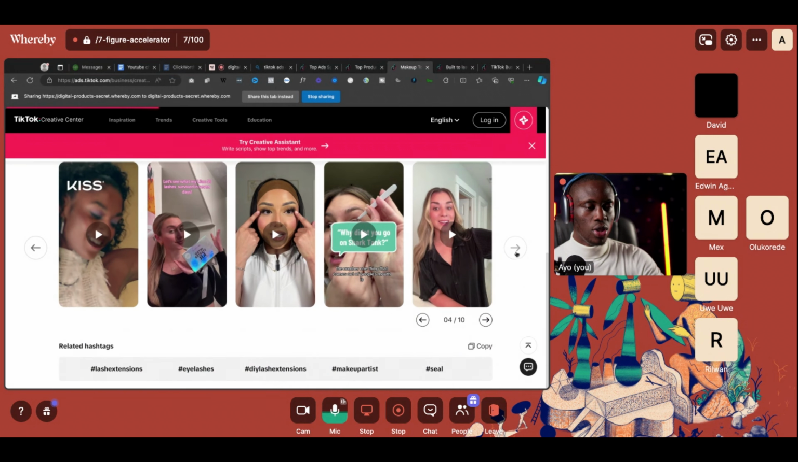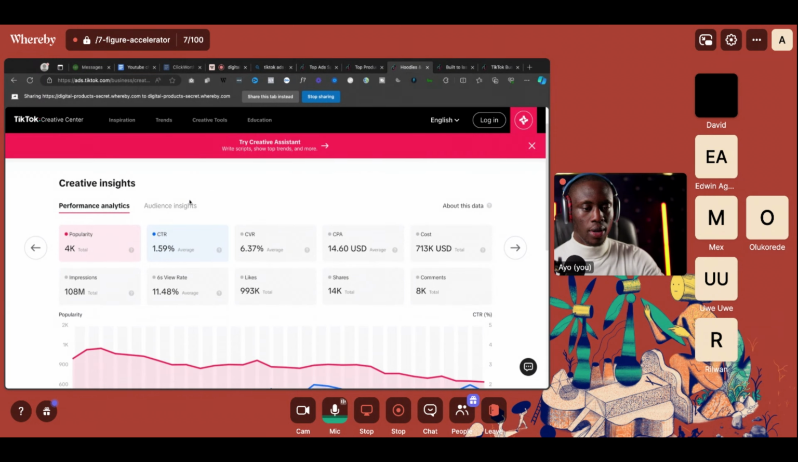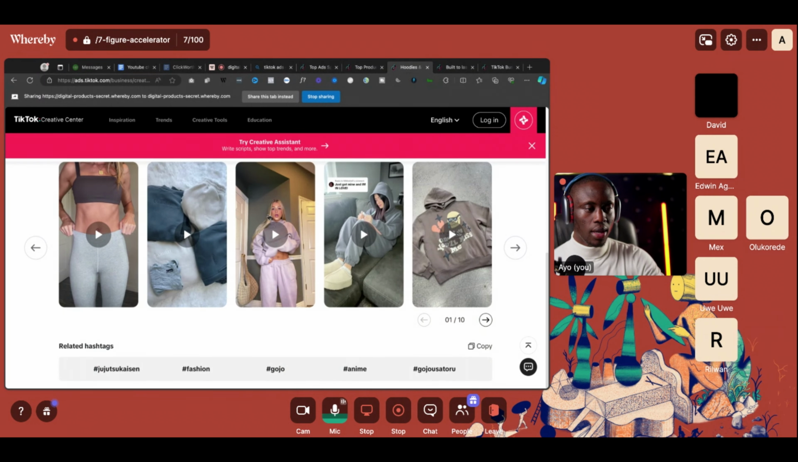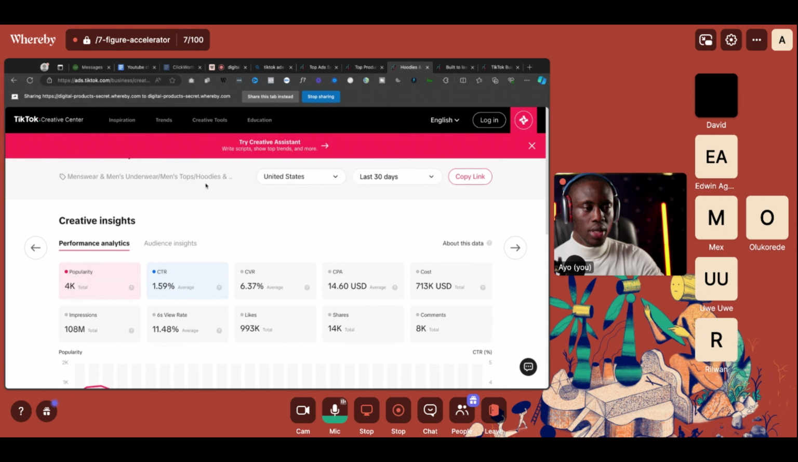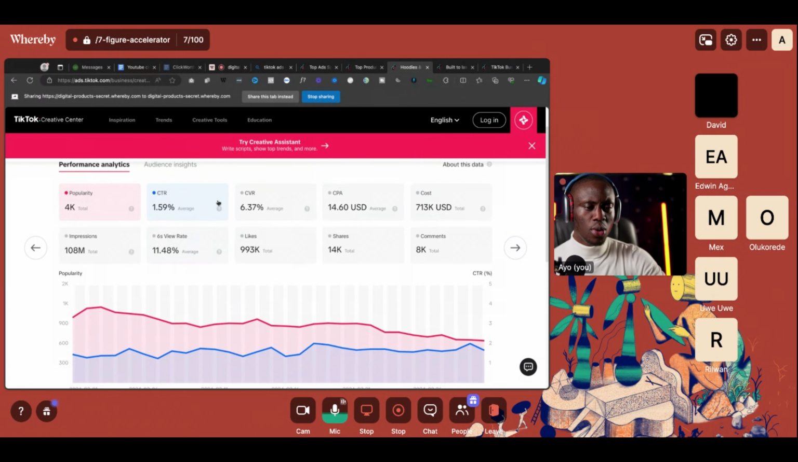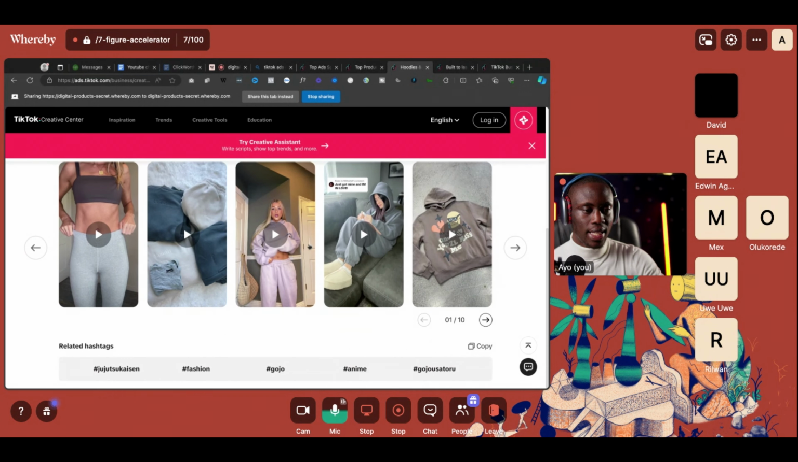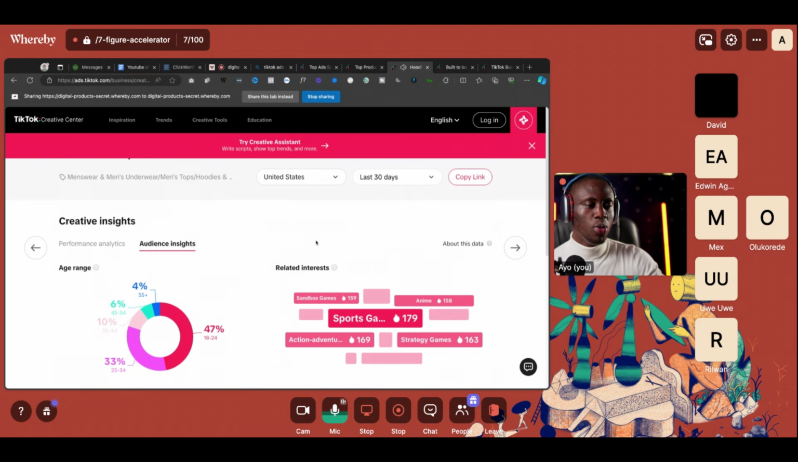So now let's go check other top products that are being sold right now. So now we're seeing that okay, fine, there's menswear, underwear, hoodies, tops and jumpers. So if someone is deciding they want to get into the clothing business, this is an idea of ads that are currently working.